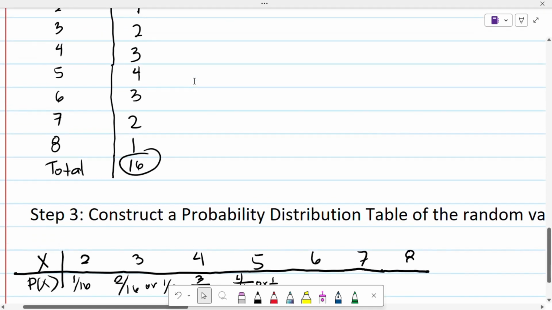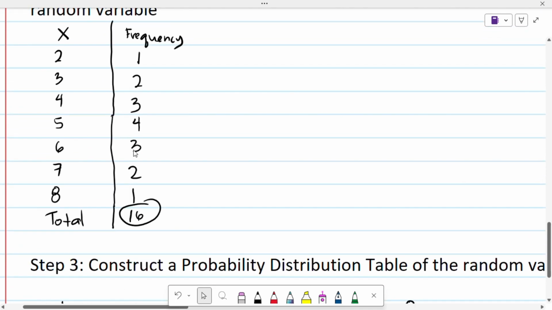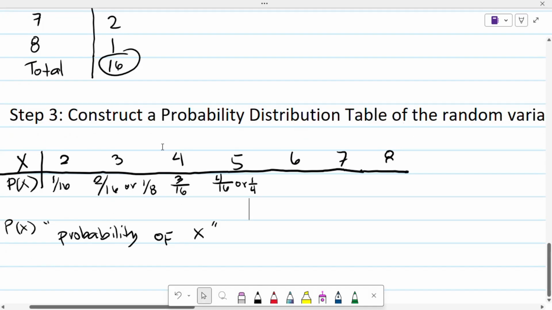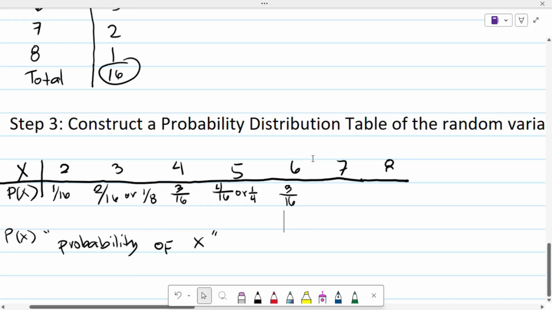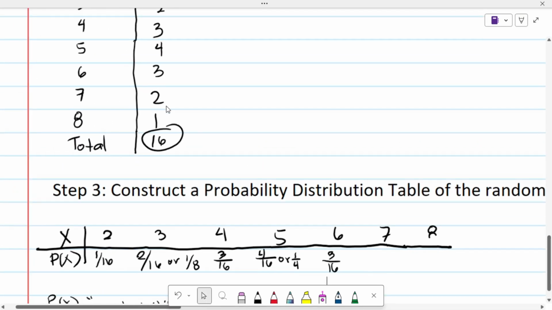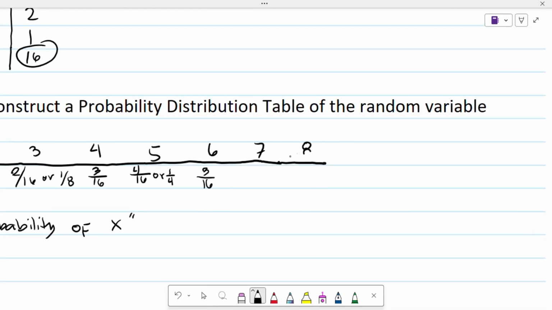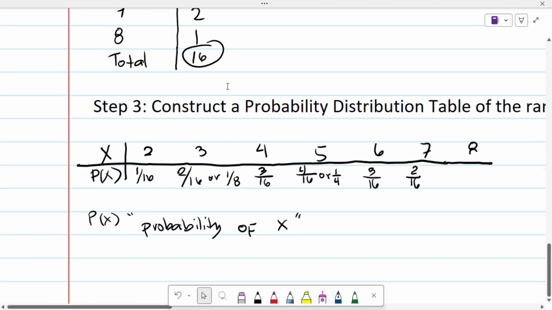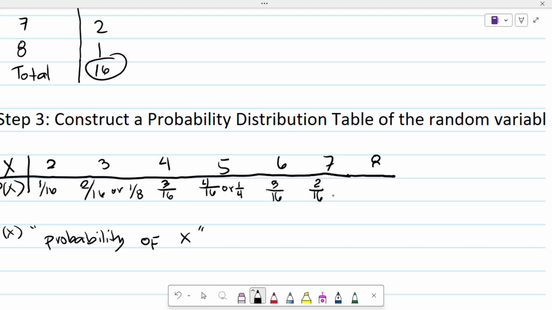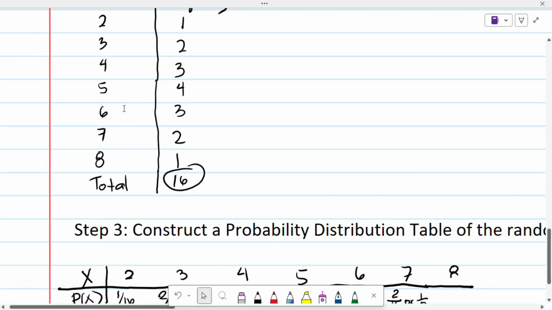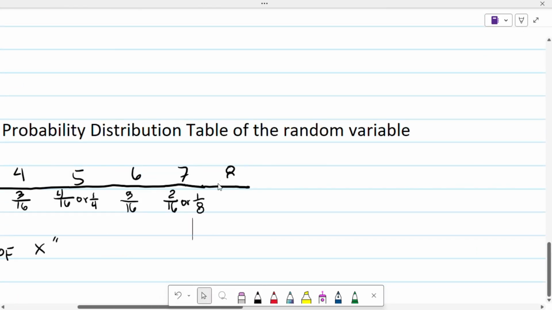How about getting a sum of 6? The frequency of getting a sum of 6 is 3. So we write here 3 out of 16 outcomes. How about getting a sum of 7? We have 2 here over 16. We can still reduce this into lowest terms, so 2 over 16 or 1/8. Sorry. How about getting a sum of 8? We have only 1, right? Because the frequency is 1. So 1 over 16.